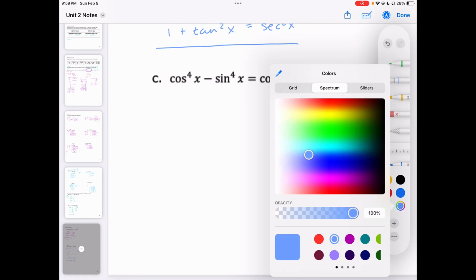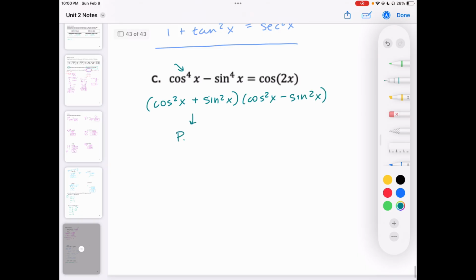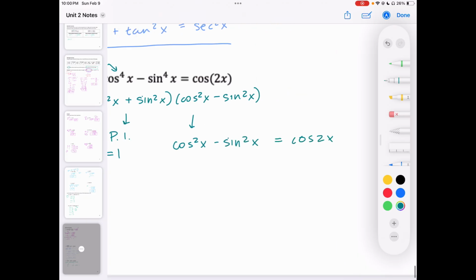And then we have our last one. You'll notice that that one is a quadratic of sorts, right? It's a power of 4, but it can be factored. So it's going to be cosine squared x plus sine squared x and cosine squared x minus sine squared x. We know this is the Pythagorean identity, so that equals 1, which just leaves us with cosine squared x minus sine squared x, which is equal to cosine of 2x. That is an identity, and that works. So therefore, we have verified.